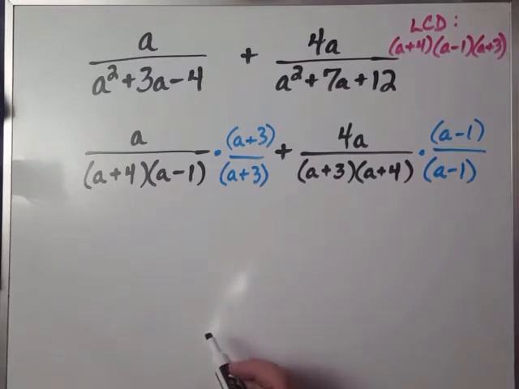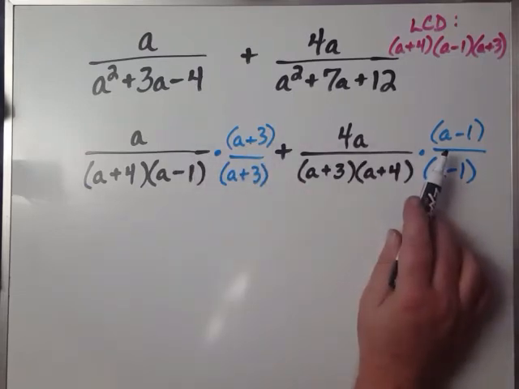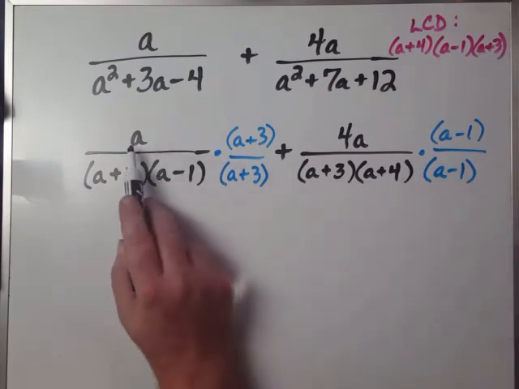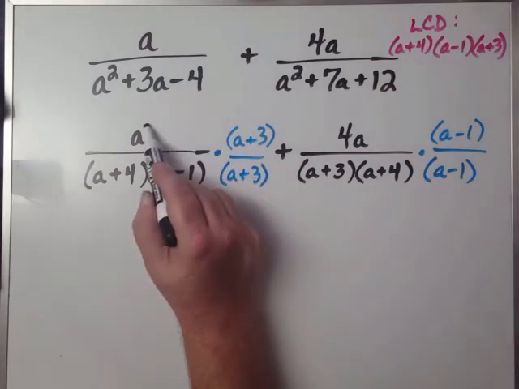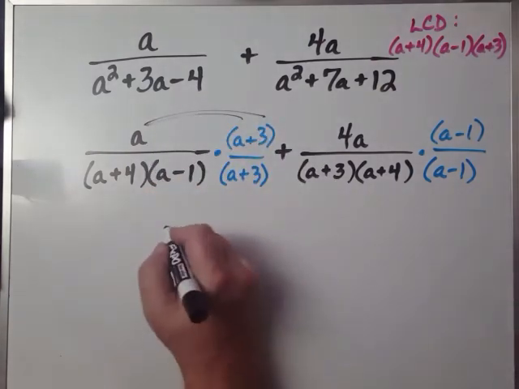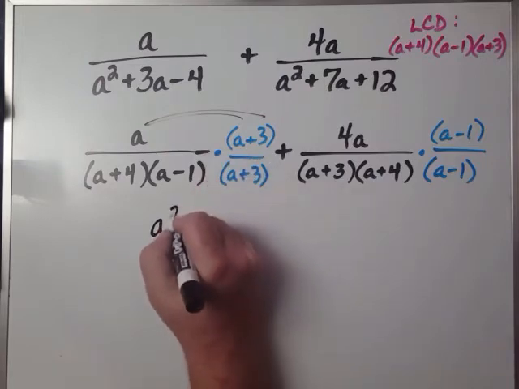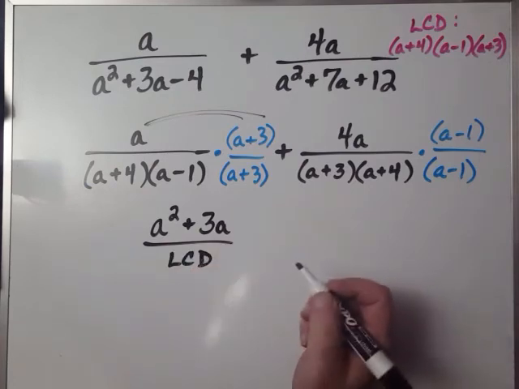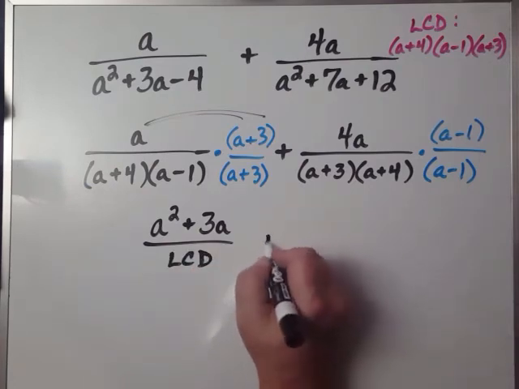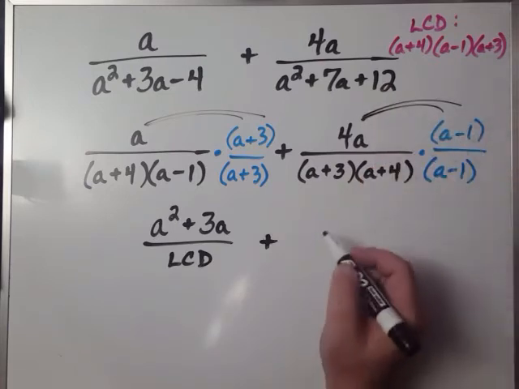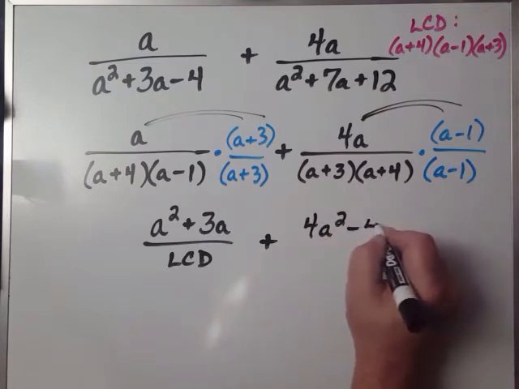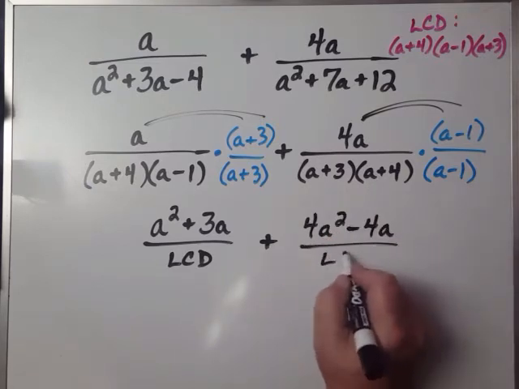Now we need to simplify these numerators. Strictly speaking, we now have a common denominator, but to add these numerators, I need to combine like terms, which means I need both of these numerators simplified. A times a plus 3. Well, I'm going to distribute that a to get a squared plus 3a over this common denominator, plus distribute this 4a to get 4a squared minus 4a over this common denominator.